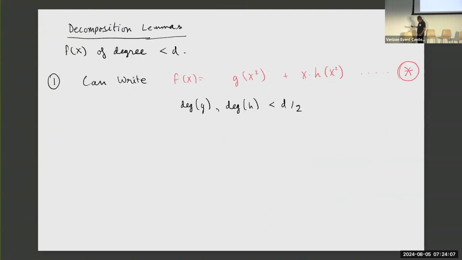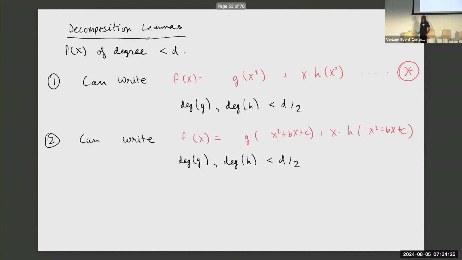Good. Okay, so we will start with that last decomposition lemma that helped us, the breaking into odds and evens, and we'll look for generalizations of that and try to simulate that in other fields in some way. So here is the original decomposition lemma. Every polynomial can be broken into its odd and even parts. Very similar proof. Every polynomial can be written as g of x squared plus bx plus c, plus x times h of x squared plus bx plus c, where g and h are of degree at most d over 2.